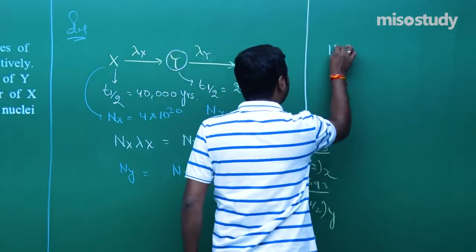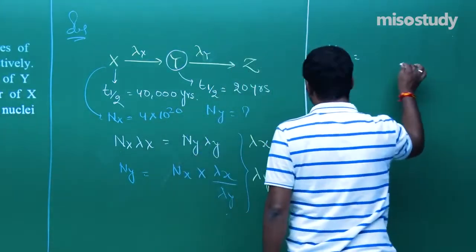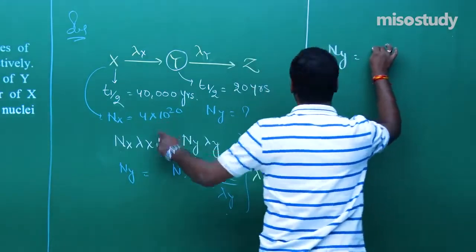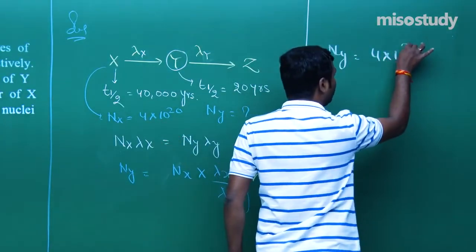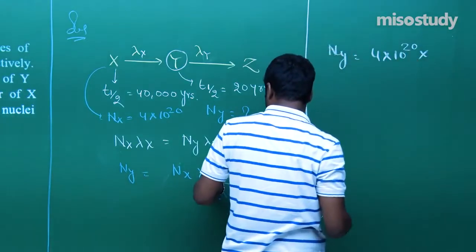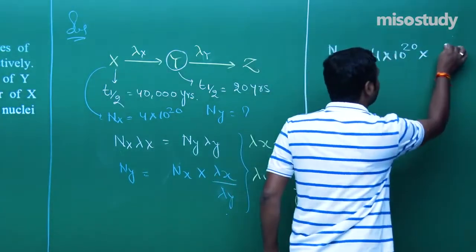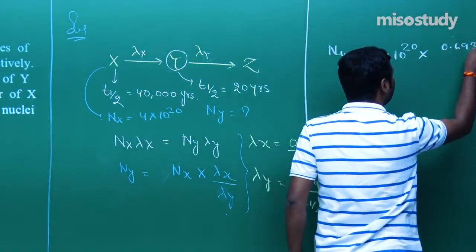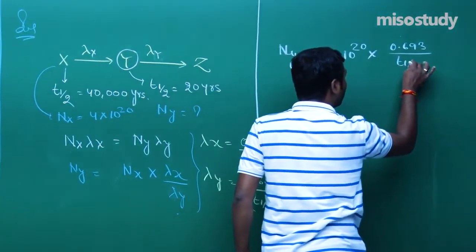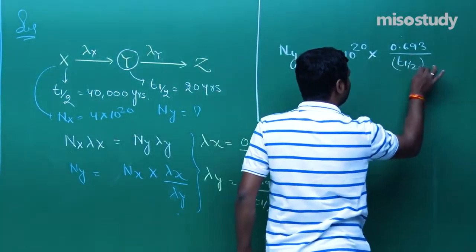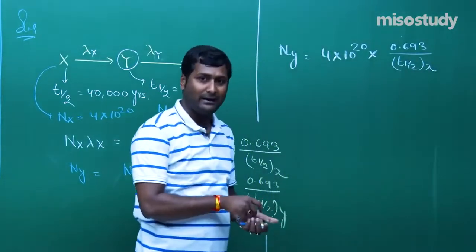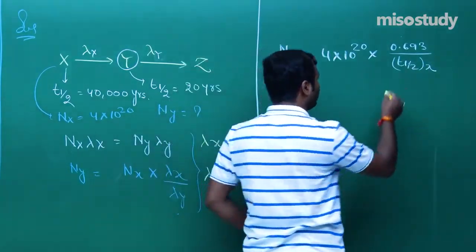Clear? That is ny is equal to nx. What is the value of nx? That is 4 into 10 to the power 20. And in place of lambda x, we will put 0.693 upon T half x. Yes, clear to you? And now in place of y, what will happen?